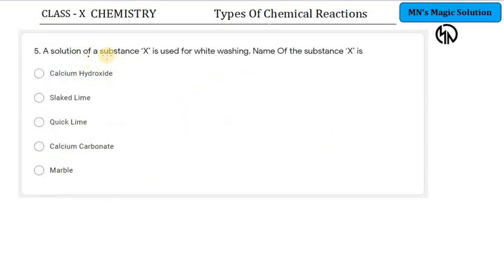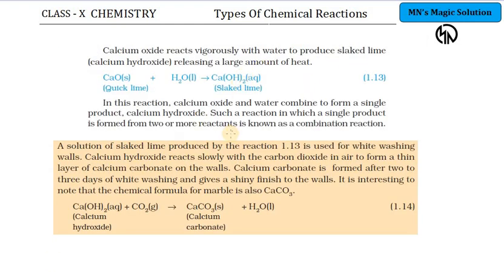Question number 5. A solution of a substance X is used for whitewashing. So, the question asks for the name of the substance X used for whitewashing. Related to whitewashing, a solution of slaked lime produced by this reaction is used for whitewashing. So Ca(OH)2 is what I am using for whitewashing.